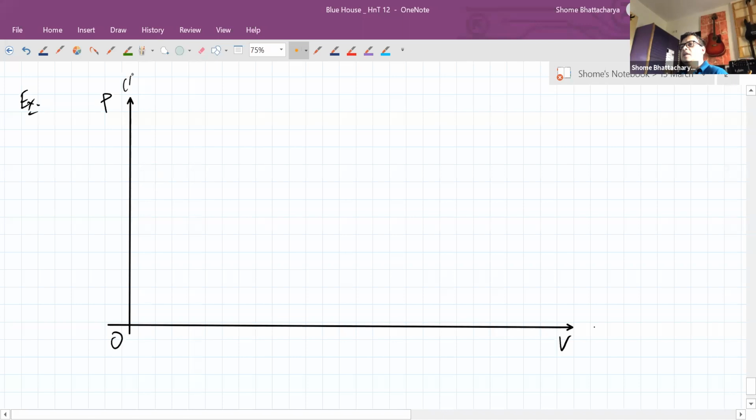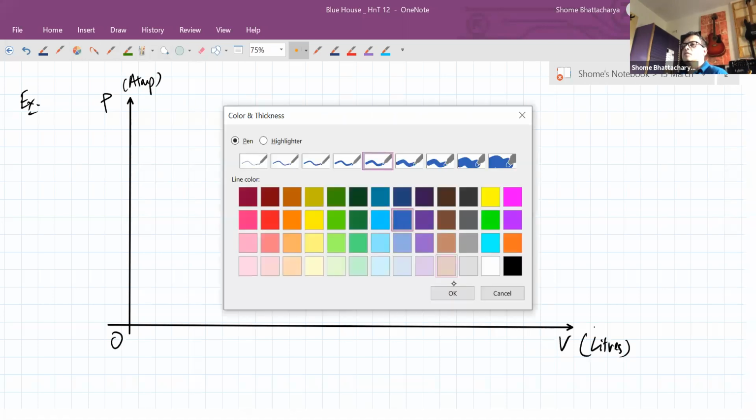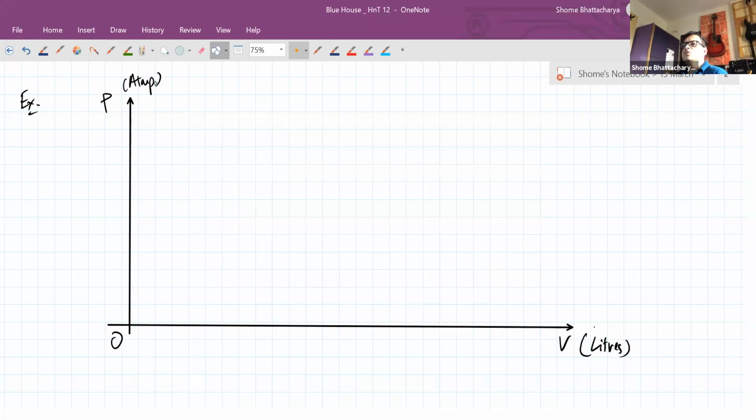So this is again in atmospheres. This is again in liters. Okay. And let's say the particular process given to us, it's a very simple process. It's a straight line graph, but it's not one of the standard horizontal or vertical straight lines. It's like this, let's say.